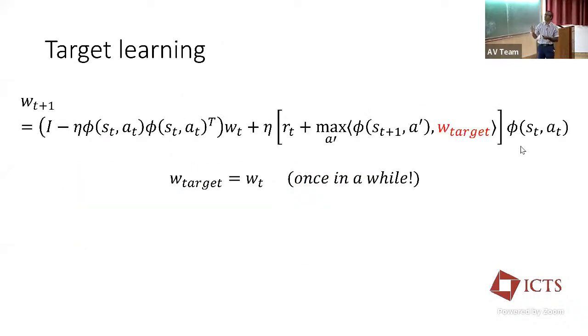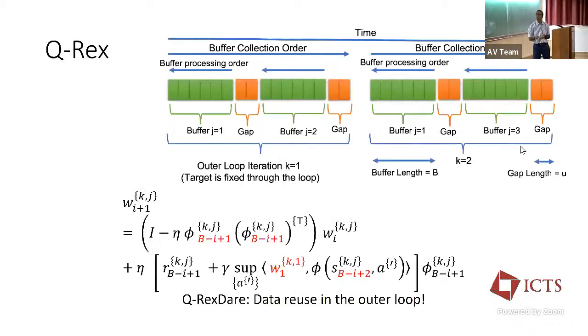I'll not go into detail of that, but as I said, target learning in the linear MDP setting looks like this. Once I fix my target policy or my target parameterization W target, for a few iterations I will not change it. So my target value is given by a fixed parameter. For a few iterations I will keep on doing my gradient descent with it, and then only once in a while will I update it to the latest parameterization. Right? So how does QRex work?